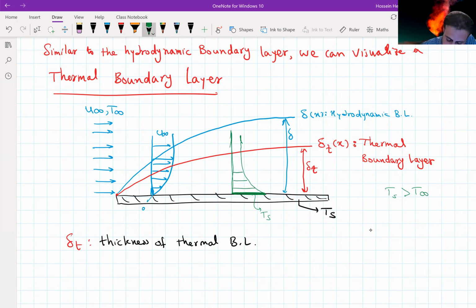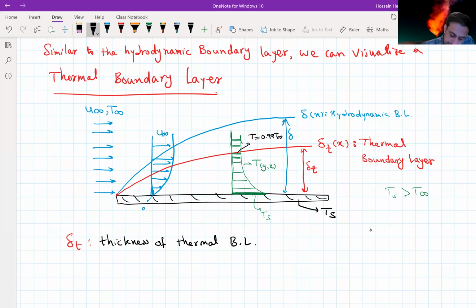So let's assume this just shows the temperature profile as a function of both y and x. So this is the temperature gradient. And here is the place where the temperature is 0.99 of T infinity. So that's the region that we define as the thermal boundary layer, and that's going to be the temperature distribution, T as a function of x and y.